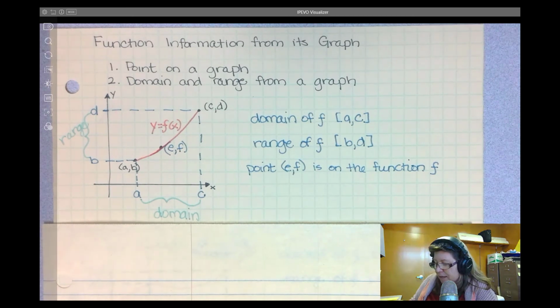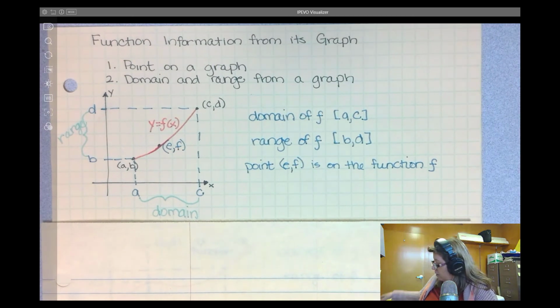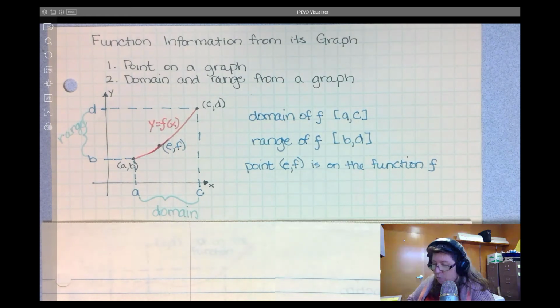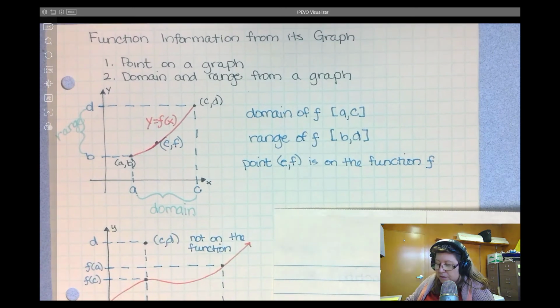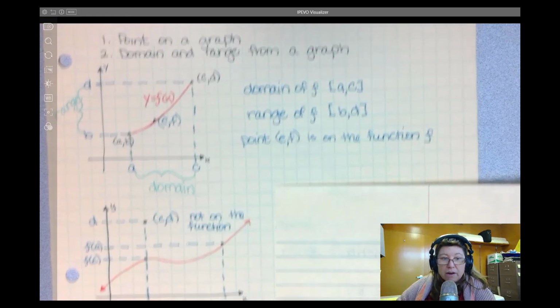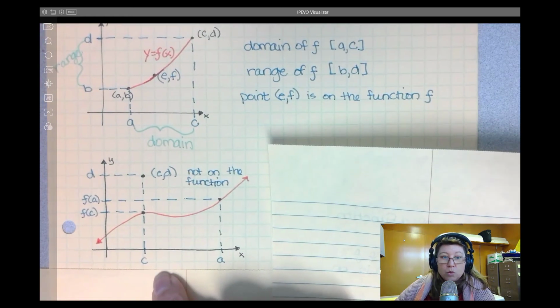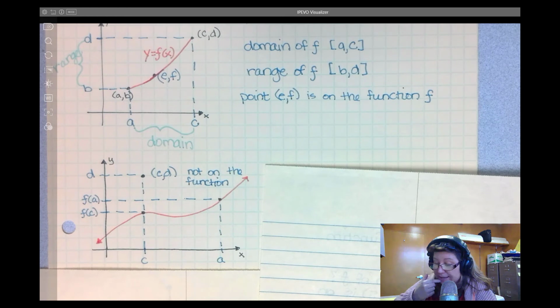Okay. Now, I've got two graphs here. I'm going to cover up one while I reveal the other. Okay, so here we've got another graph, and I want to figure out its domain and range and see if the point that's on the graph is on the function itself.